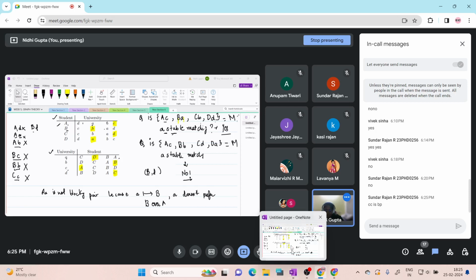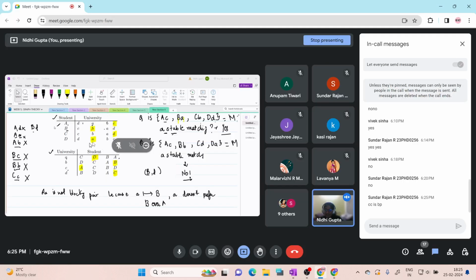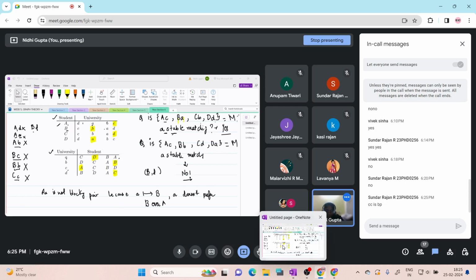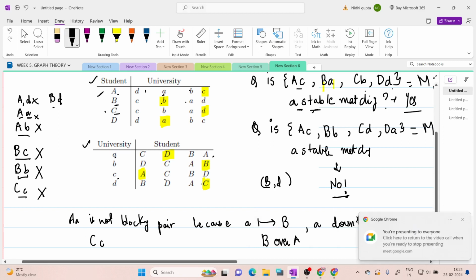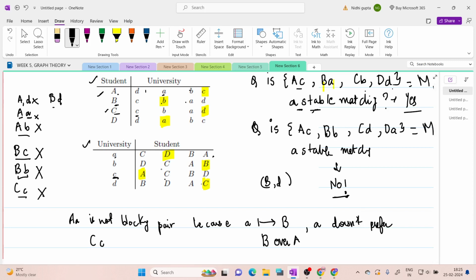Okay, so there is one answer. CC. So CC is a blocking pair. If we look at CC, is it a blocking pair? Capital C is getting a better choice, but little c is not getting a better choice. So CC is not a blocking pair, because C is getting A, so little c is not happy with this new choice. So this is not a blocking pair.